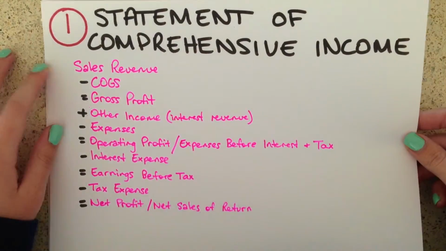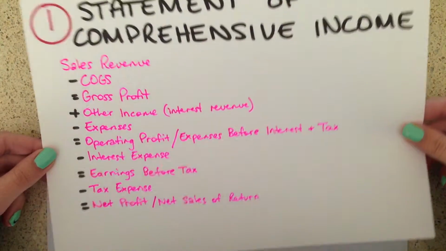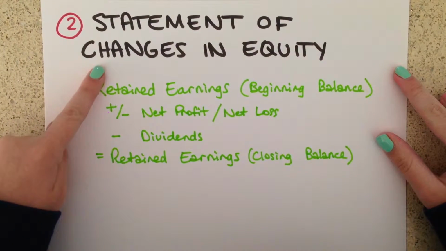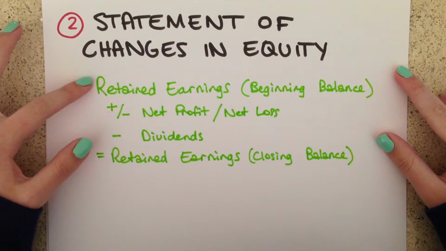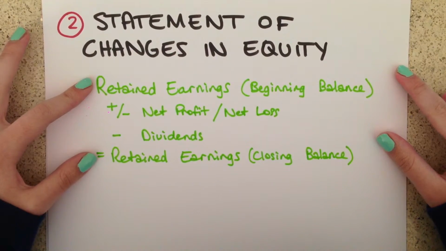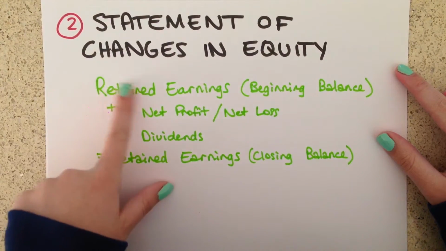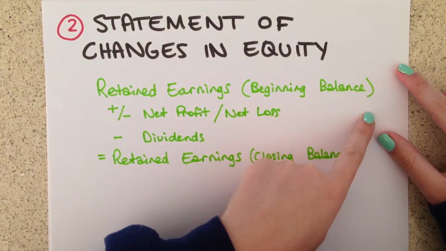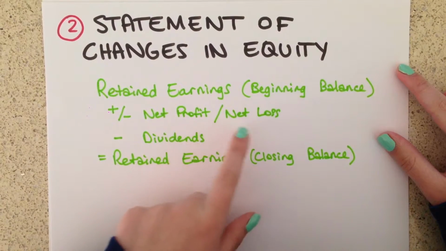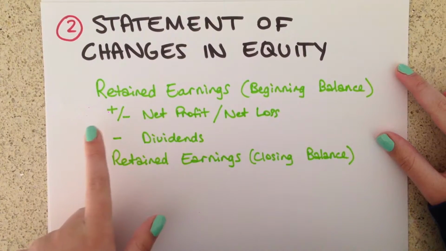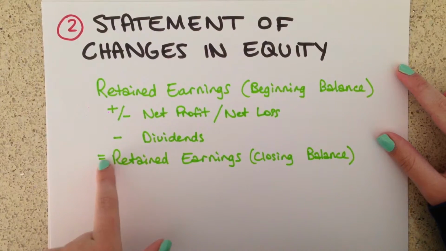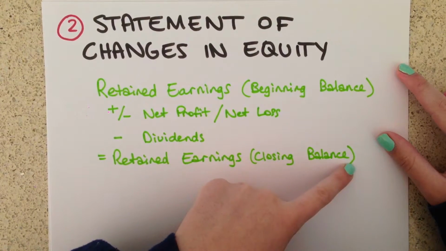Once the net profit has been calculated, we move on to the next step, number 2, the statement of changes in equity. This is the reporting of the change of a business's retained earnings over a specific period of time. To calculate this, we use the retained earnings at the beginning of the period of time, plus or minus the net profit or loss calculated earlier, minus dividends, and that gives us the retained earnings at the closing balance.